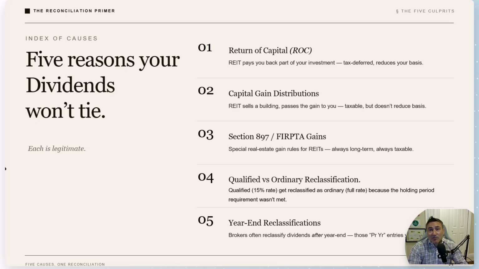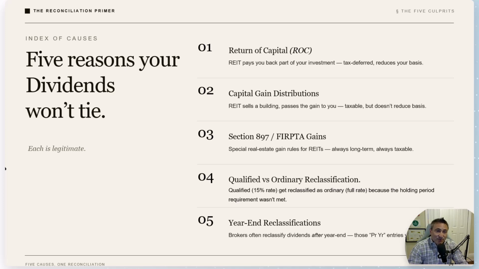Now, depending on how detailed and anal you want to be about actually going into your Quicken data and reclassifying this, that's a personal preference. I do like to follow at least the holdings, at least the return of capital. I don't usually try to chase down the rabbit hole of qualified versus ordinary or capital gains or 897.